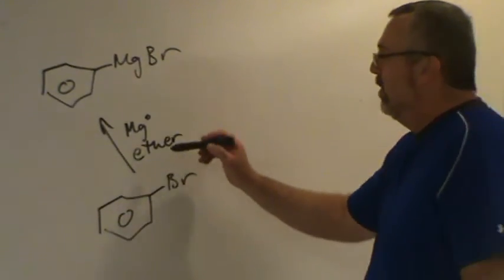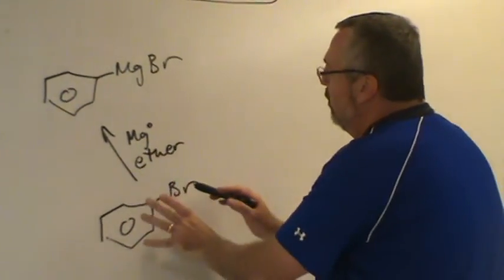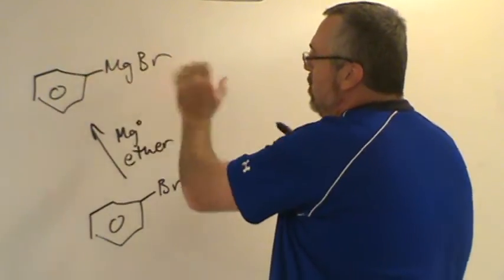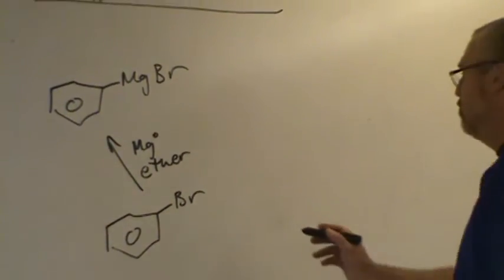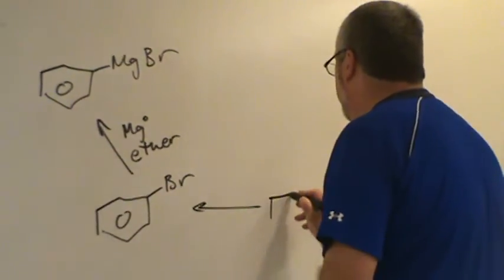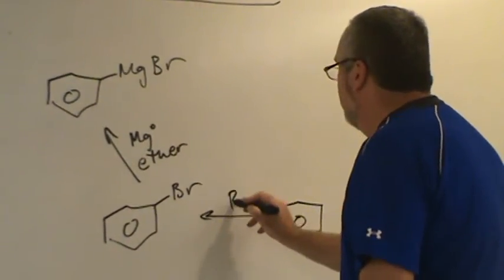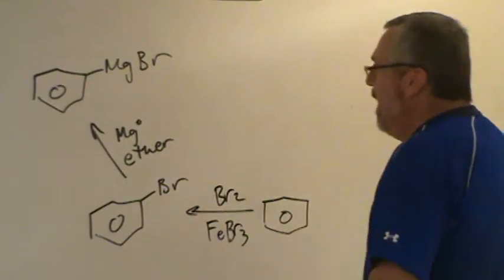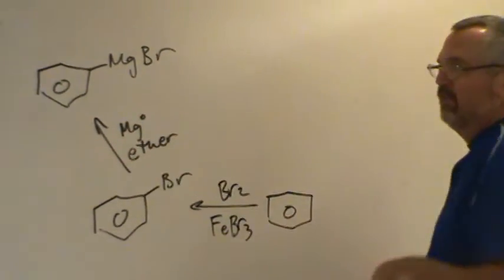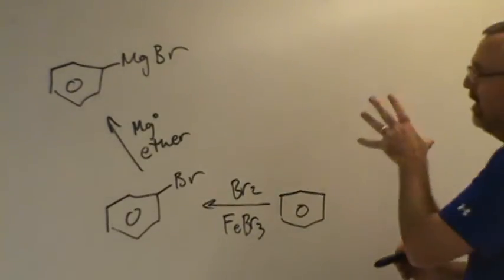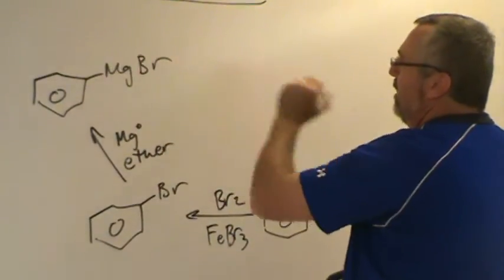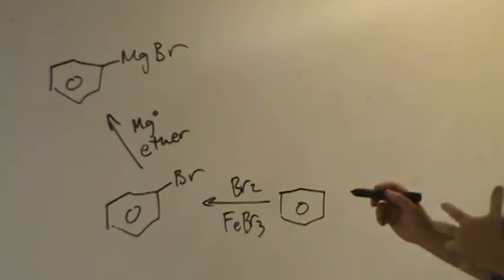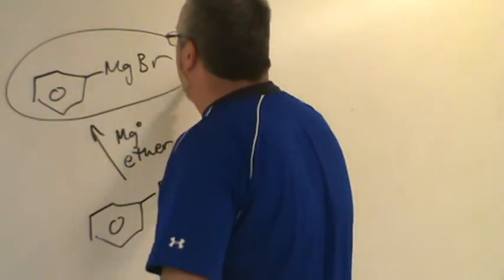So magnesium metal in the presence of an ether will convert the bromide into the Grignard reagent, in this case the phenyl magnesium bromide. How would you have made the phenyl bromide? Well, that could have been made from benzene using bromination conditions. So now we have enough reaction knowledge to start with benzene and to produce this phenyl magnesium bromide. That's going to be the starting point for our reaction here today.